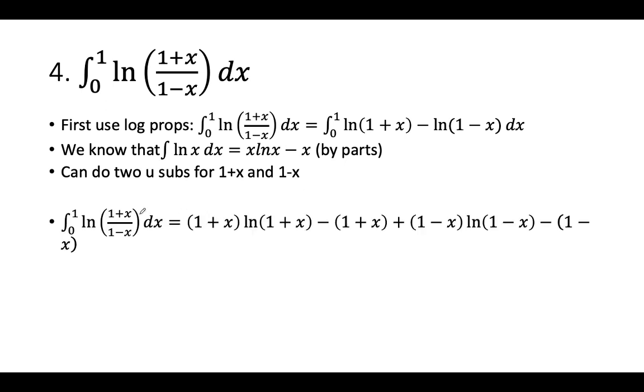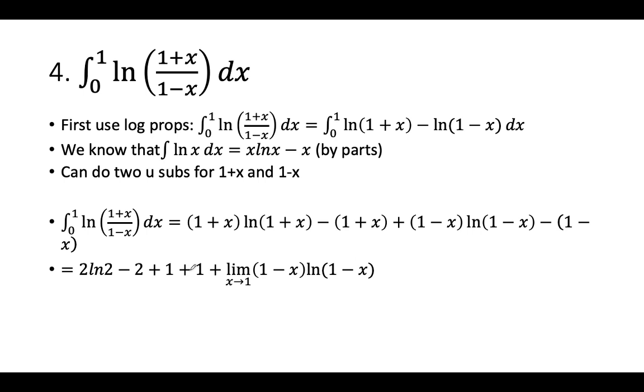And then the integral is pretty straightforward. It's just 1 plus x ln of 1 plus x minus 1 plus x, because I just plugged in 1 plus x for x, because that's what we have here. And then the 1 minus x similarly in this case. And then we evaluate it. We have 2 ln of 2 minus 2 plus 1 plus 1.